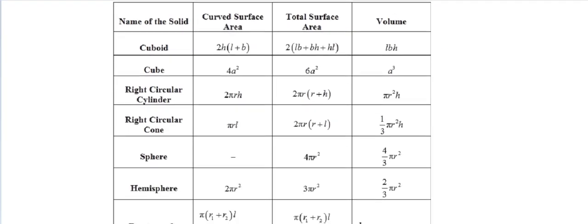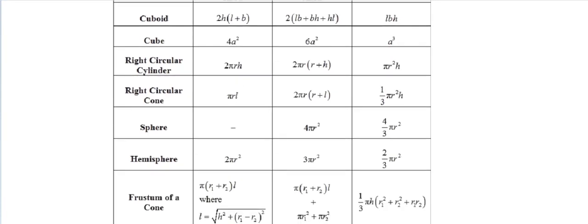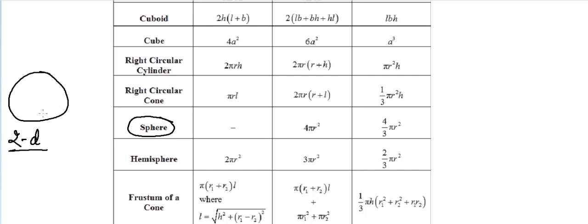Now the new solids which are introduced to you, the very first is the sphere. What is a sphere and what is the difference between a sphere and a circle? This is a circle. You can draw a circle on a plane surface. It is a two-dimensional structure. What is a sphere? Sphere is basically a three-dimensional structure.